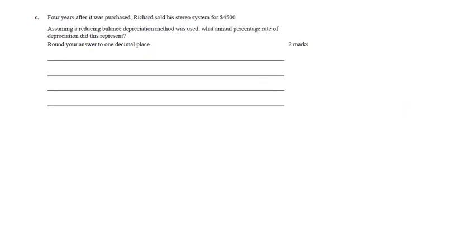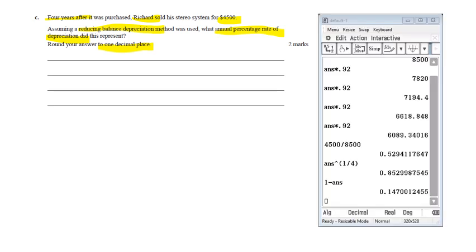Okay, so again, we're looking at what Richard is doing. It says 4 years after it was purchased, Richard said it was worth 4,500. It was reducing balance depreciation. And this time they want to know what the annual rate of depreciation was to get there, rounded to 1 decimal place. So let's have a look at what we did before. We took the 8,500 and multiplied it by 0.92, 1, 2, 3, 4 times. So what we're actually saying is V4 equals 0.92 to the power 4 times V0, right?